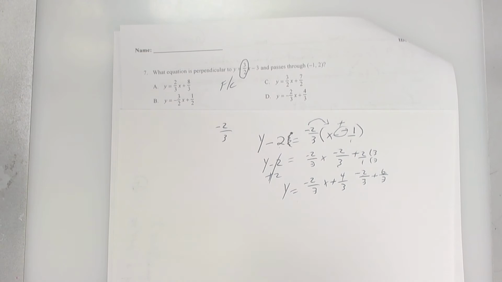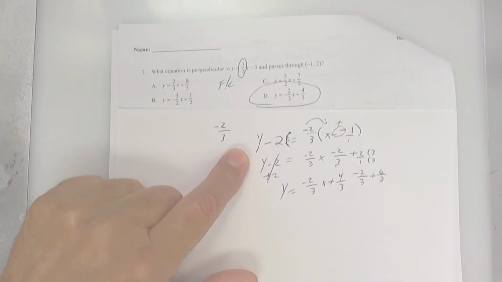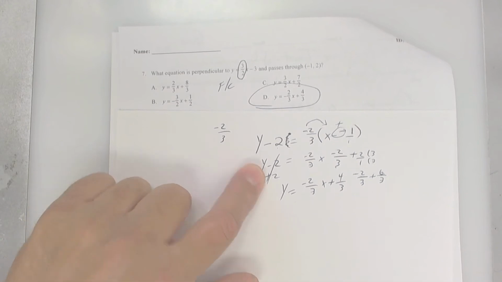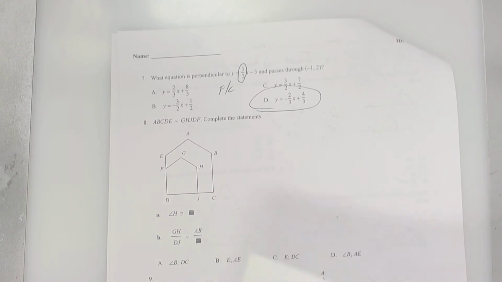And let me see if we have it. It looks like it's this one. Okay, you can check it. Make sure you know how to do parallel and perpendicular. Make sure you know how to get y by itself. You do have to find the same denominator there.